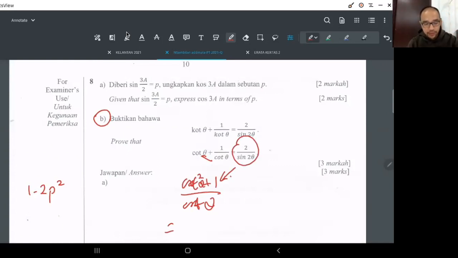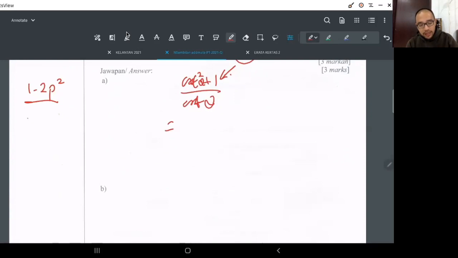The problem is with question A, and the bigger problem is that it is a 2-mark question. This is a 2-mark question, and look at the answer. It's just 1 minus 2p squared. It's like, what? You are given that sine 3a over 2 equals p, and then after that you have cos 2a. Cos 3a in terms of p. Now we come back to the original one first. Cos 2a equals 1 minus 2 sine squared a. This is the formula given.